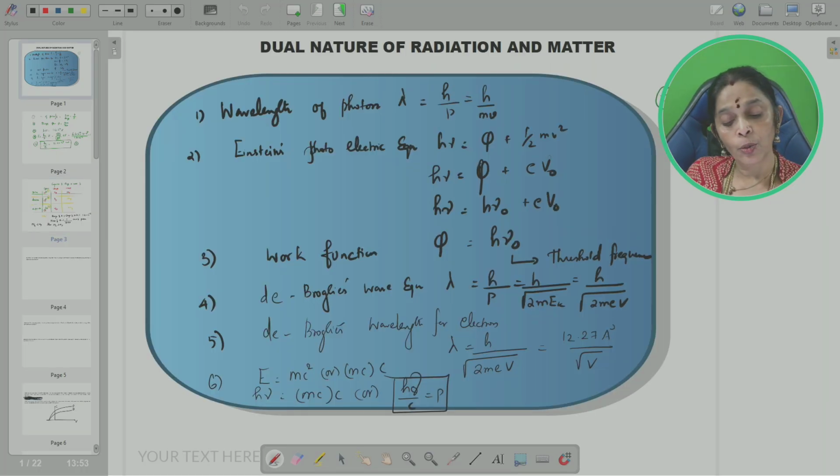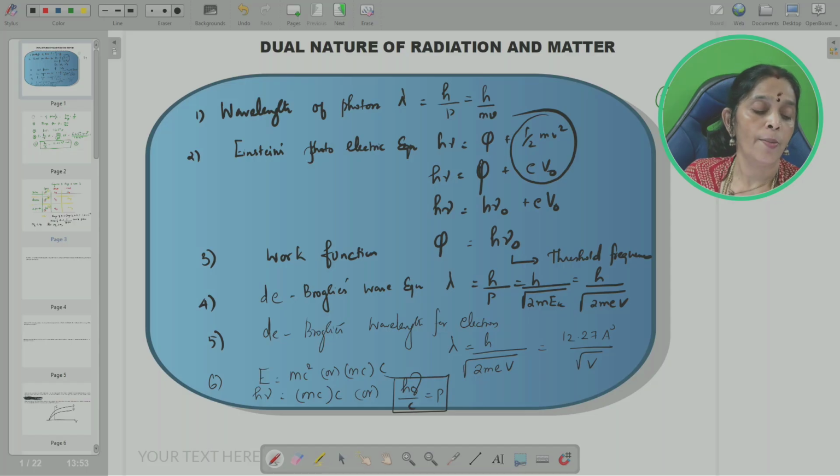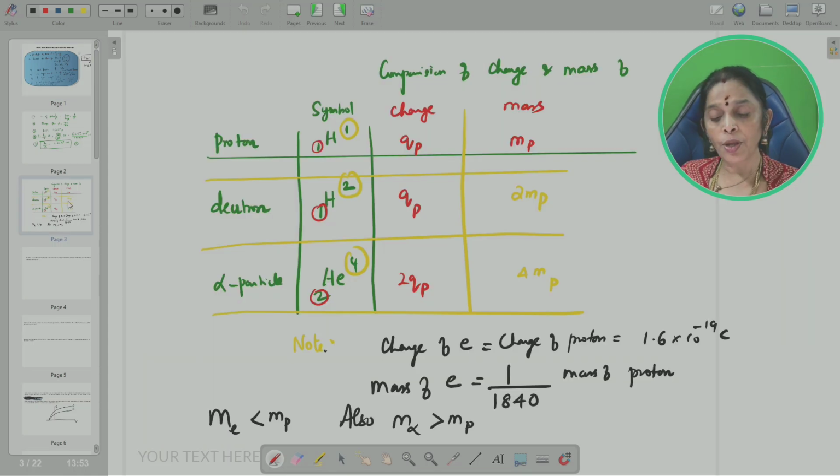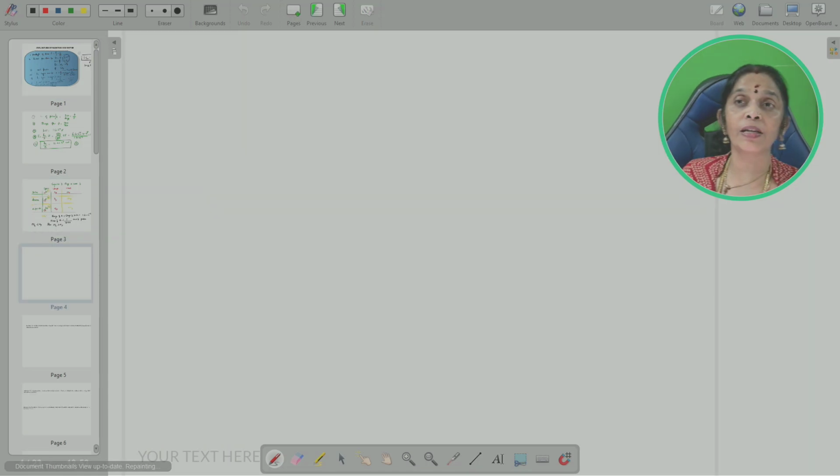Before that, you get to know that kinetic energy is equal to eV naught. Specially, you have to know that maximum kinetic energy is equal to eV naught. What is V naught called? Cutoff potential. And recall the Einstein photoelectric effect. How do you recall the Einstein photoelectric effect?